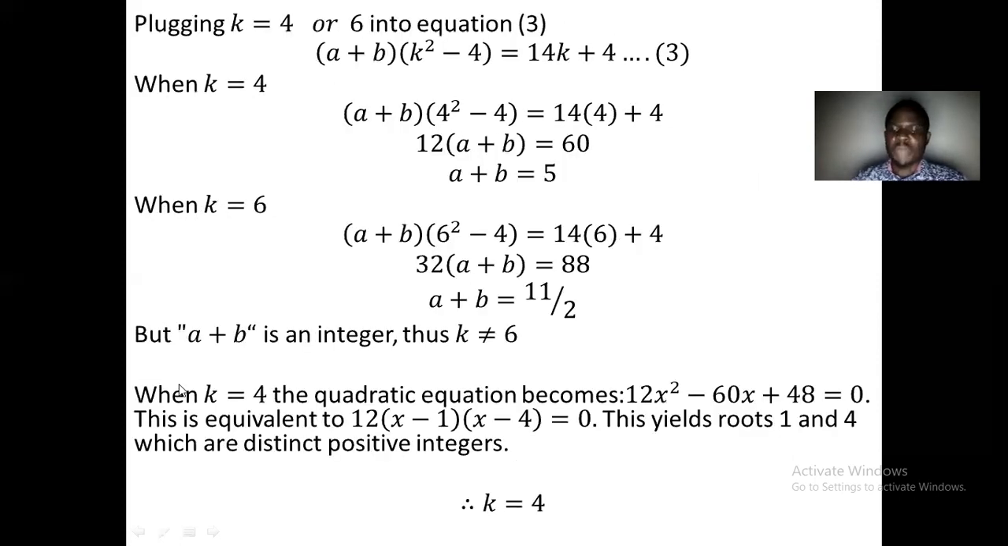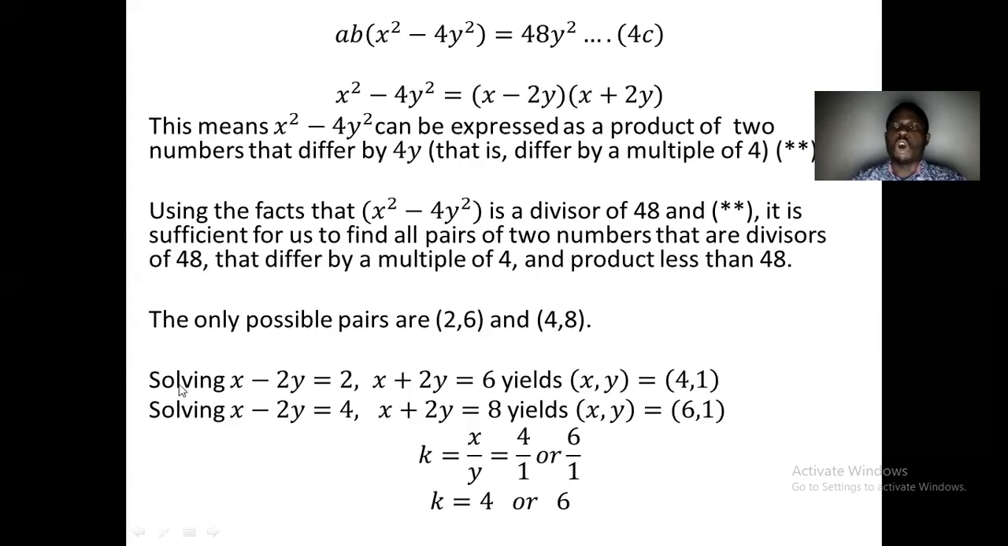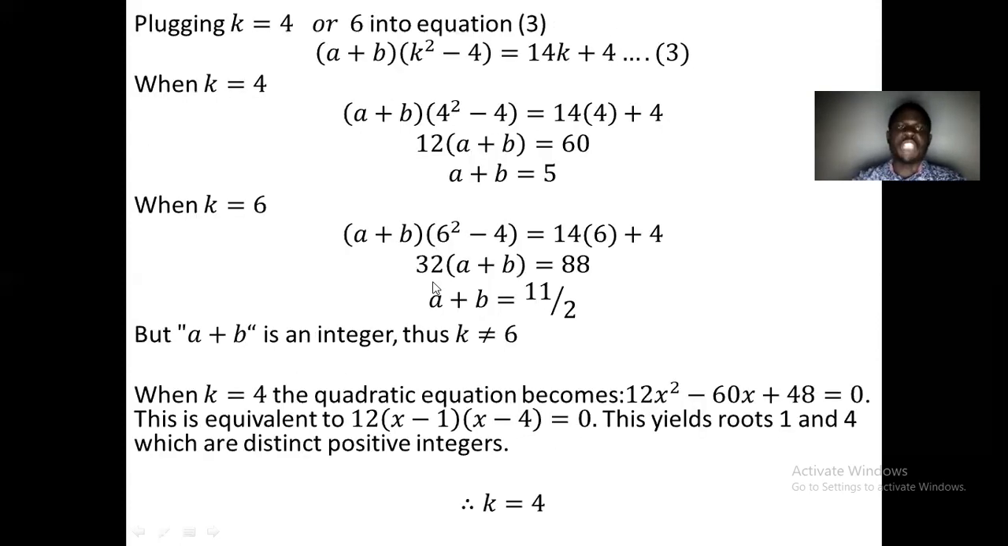Now, so far, we have been analyzing and working with equation 4. So we need to now bring equation 3 into the picture. We plug k equal to 4 or 6 into equation 3. Equation 3 is a plus b times k squared minus 4 is equal to 14k plus 4. When k equal to 4, we have a plus b times 4 squared minus 4 is equal to 14 times 4 plus 4. That gives us 12 times a plus b equal to 60, and dividing through by 12, we have a plus b is equal to 5.